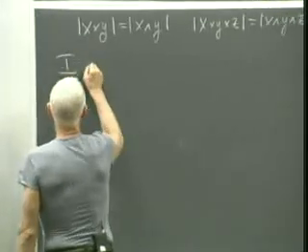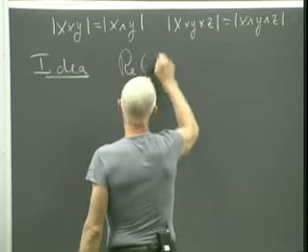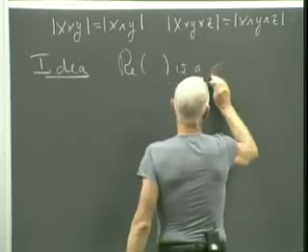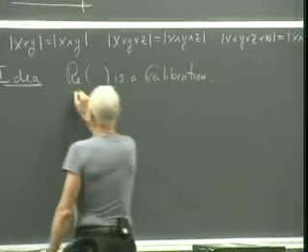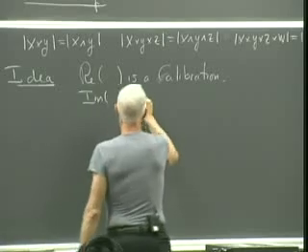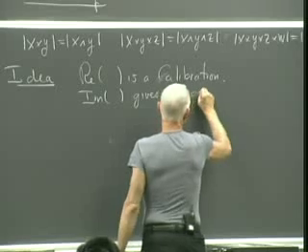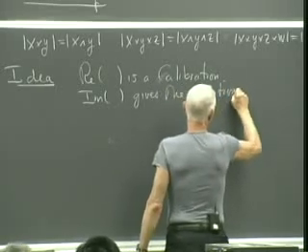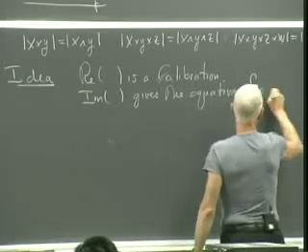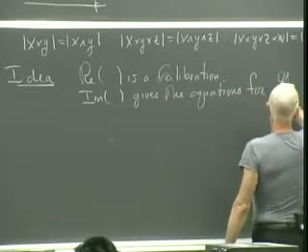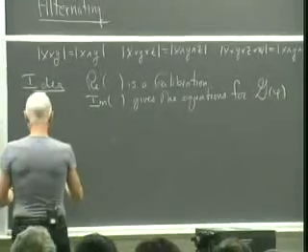So the idea is the real part is a calibration, and the imaginary part gives the equations for defining the planes. So let's look at what the real parts are.